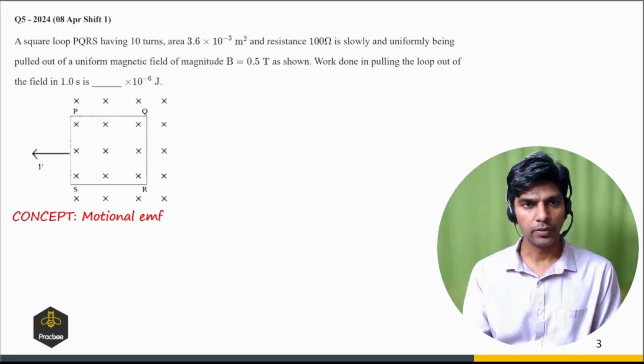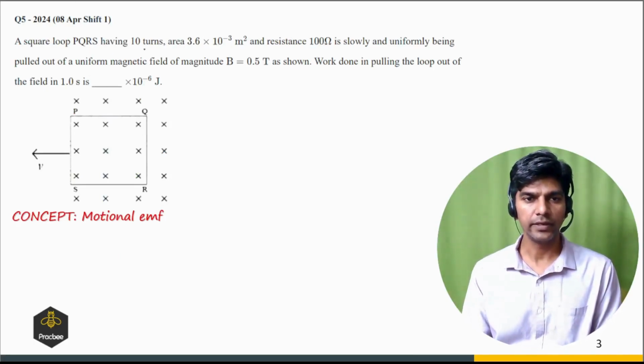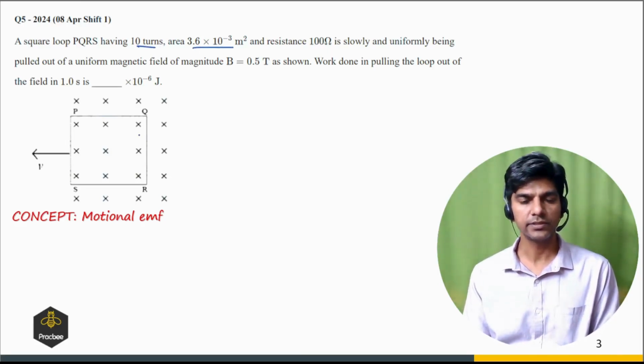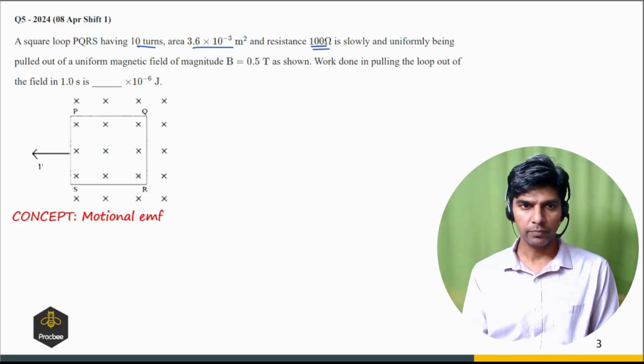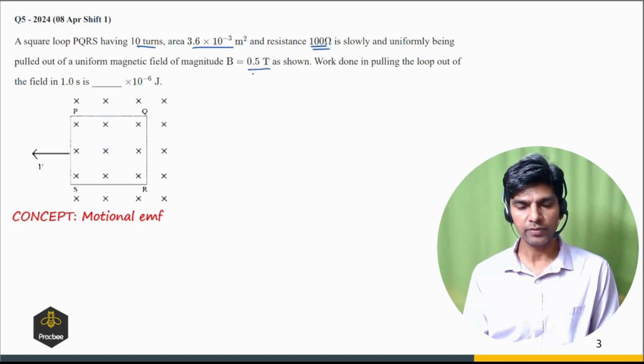A square loop PQRS having 10 turns and area 3.6 into 10 raised to minus 3 square meter and resistance 100 ohms, is slowly and uniformly being pulled out of the uniform magnetic field of magnitude 0.5 Tesla.